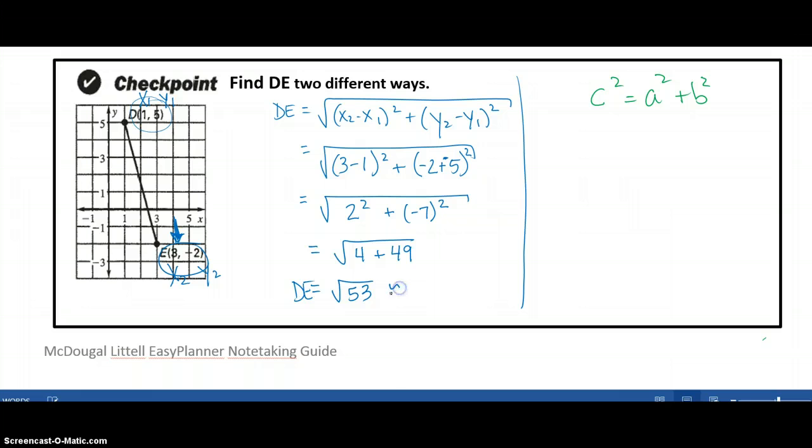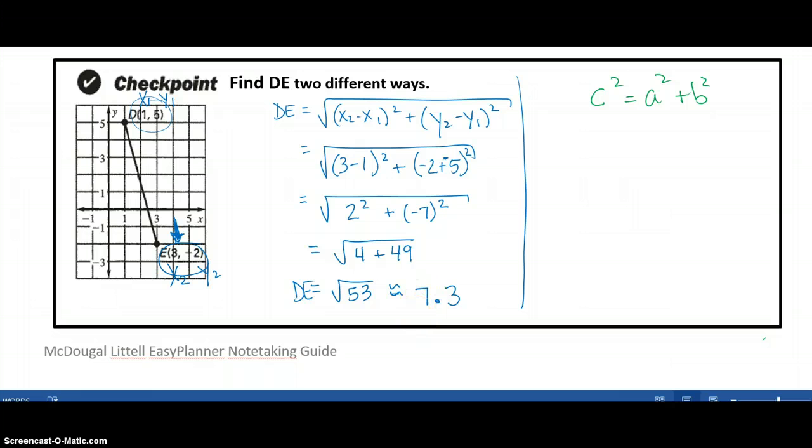If we wanted to type that into our calculator, we would get 7.3. We know it's between 7 and 8 because the square root of 49 is 7, the square root of 64 is 8, so it has to be between those two numbers.